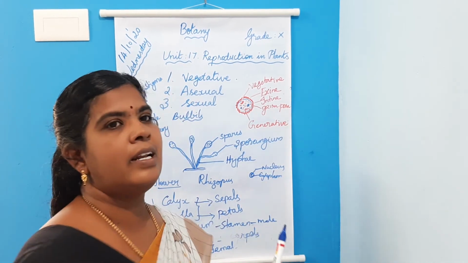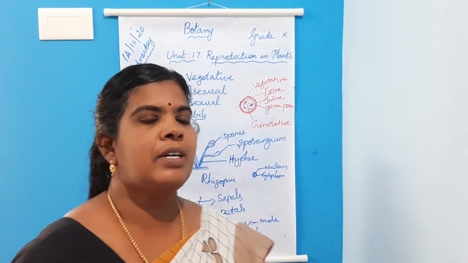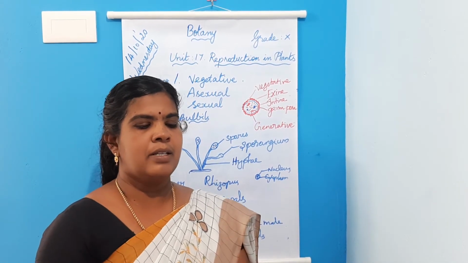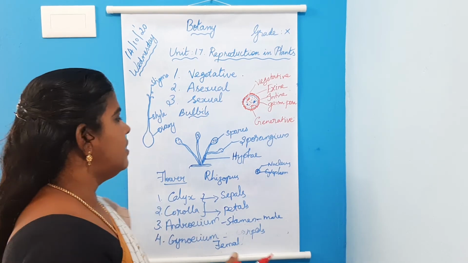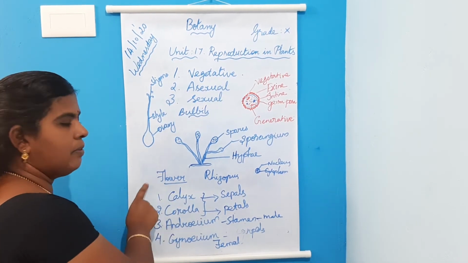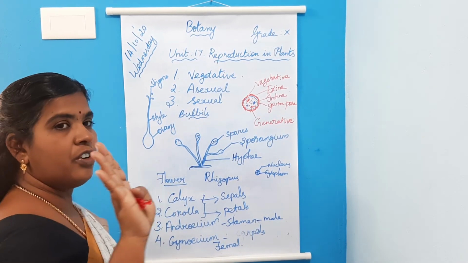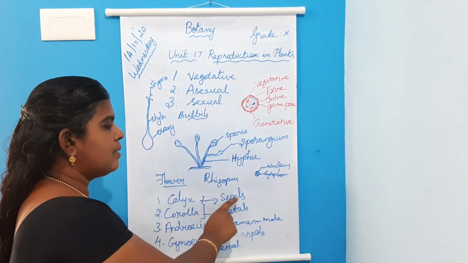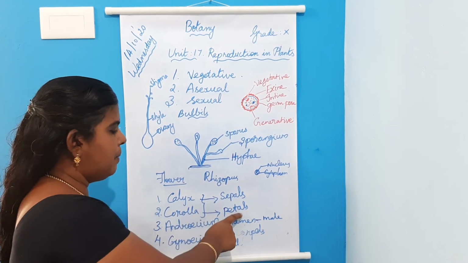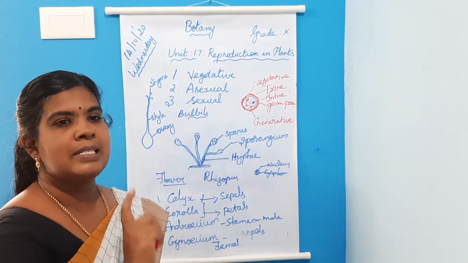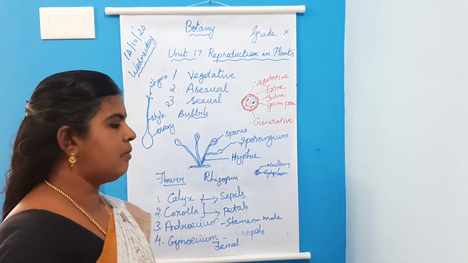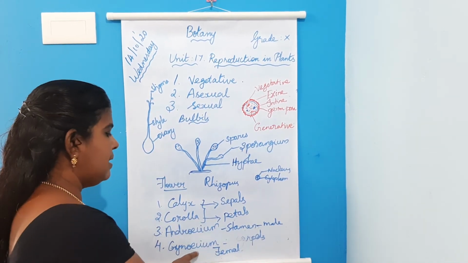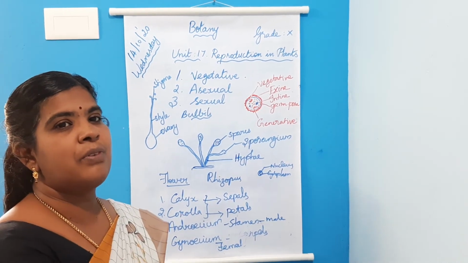This generative cell divides mitotically and produces two male gametes. This is the structure of a flower. Listen. The structure of a flower has four floral parts, namely calyx, corolla, androecium and gynoecium. Calyx is made up of sepals, corolla is made up of petals, androecium is made up of stamens. Androecium is the male part of the flower. Gynoecium is made up of carpels or pistils, and it is the female reproductive part of a flower.